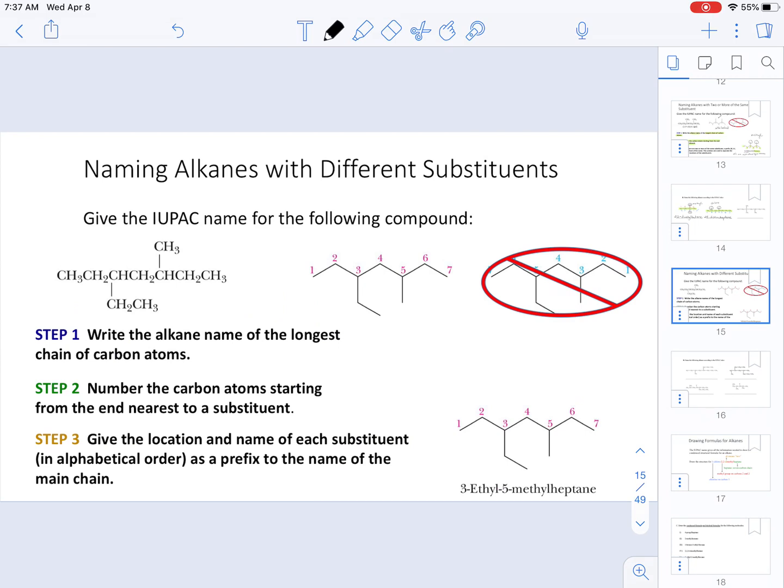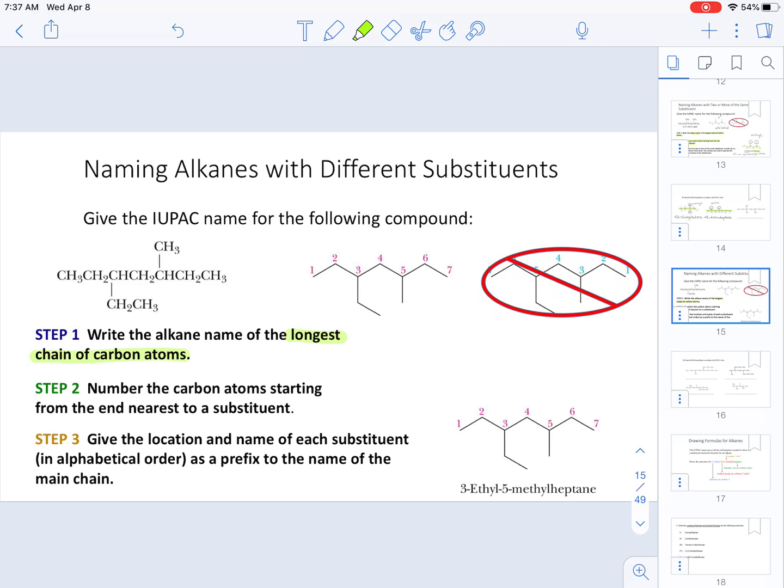Let's now move to alkanes that have different substituents. As I mentioned before, the first rule is finding the longest chain of carbon atoms. In this case, because we're dealing with alkanes, we're going to give the alkane name for it. As I established before, once we have found the longest carbon chain, we should number it in the different arrangements to make sure that our substituents have the lowest number possible.